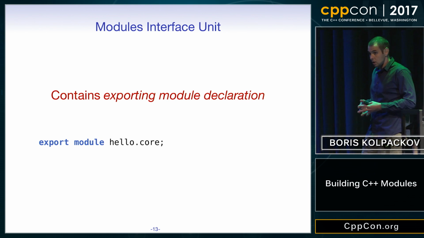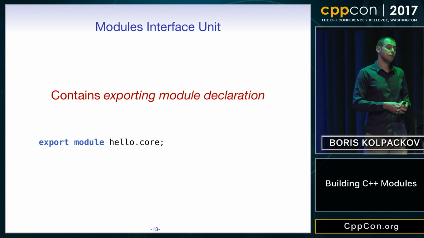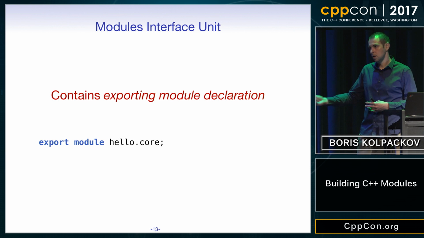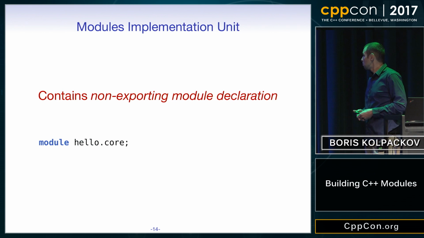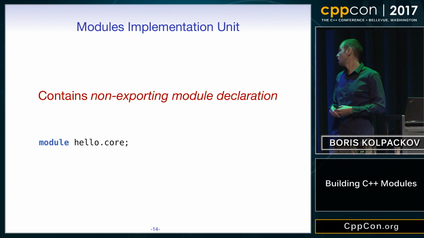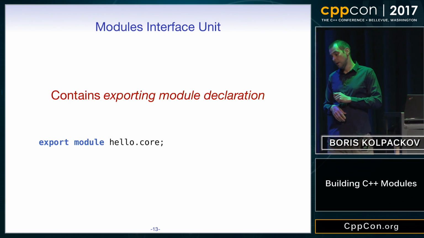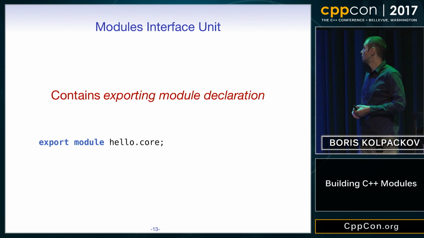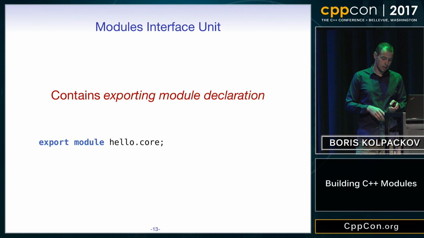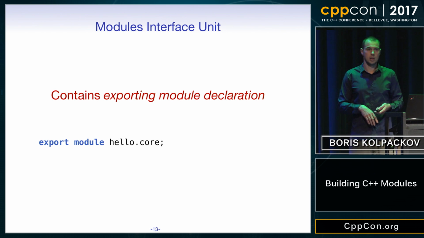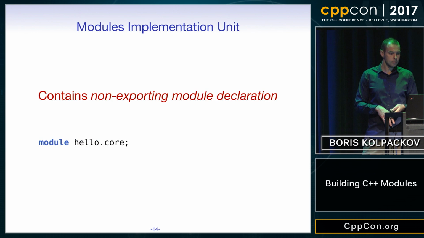A translation unit is a module interface unit if it contains an exporting module declaration. Right? Export module and then the module name. You can probably guess that it's an implementation unit if it contains a non-exporting module declaration. Now let me also note that this is a fairly new syntax. It's not supported by all compilers yet, notably Visual Studio, but I believe that's going to be the syntax going forward.